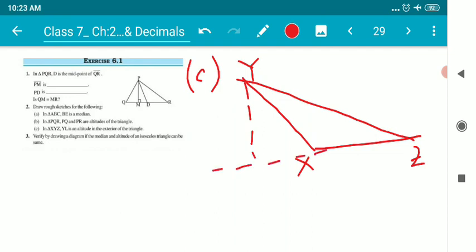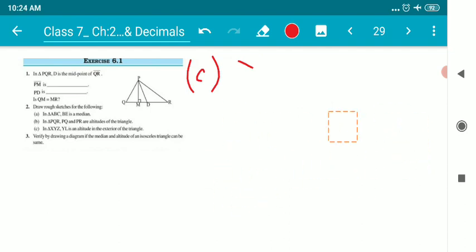I'm giving dotted lines as they are imaginary lines. This is 90 degree, children. This is 90 degree falling exactly from Y. If I mark this point as L, then YL is an altitude exterior to the figure. Children, this is how we have to deal with such kinds of questions.